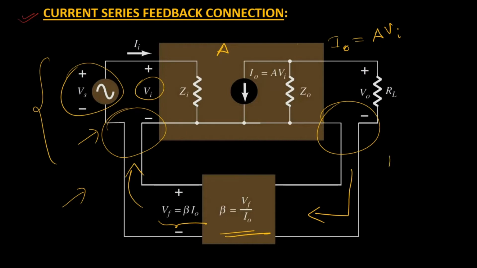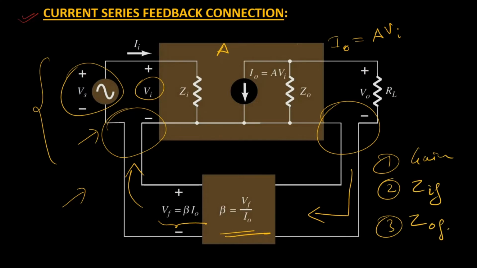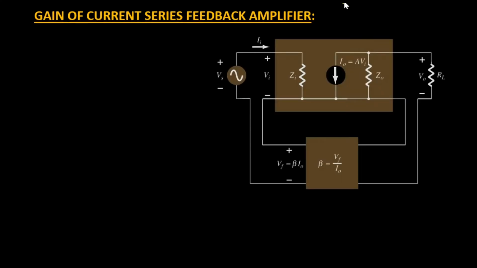So here also we'll be calculating the gain, obviously, then the feedback input impedance, and feedback output impedance, right? That we will see at this terminal is the input feedback impedance, and from this side it is the output feedback impedance. Now let us continue with the mathematical part.